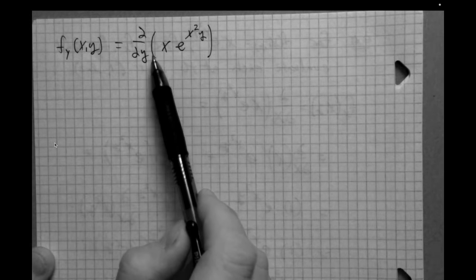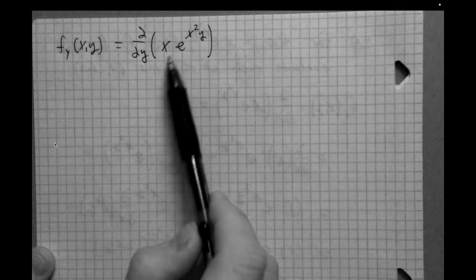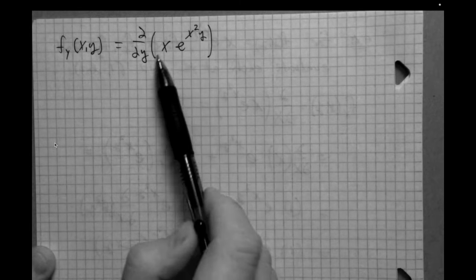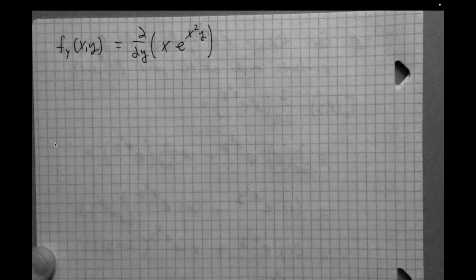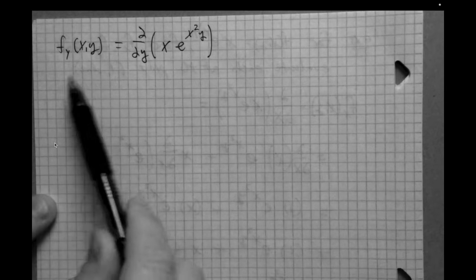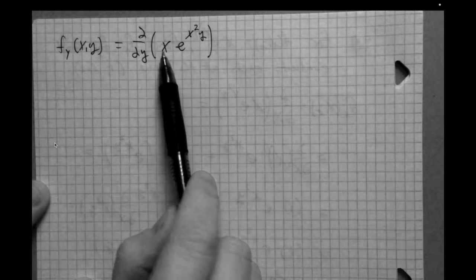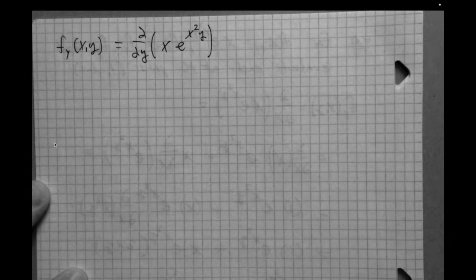So you could think of this as 2 times e^(x²y), or 10 times e^(x²y). You don't have to use the product rule if this is the number 10, right? Well, it's the same situation here with this partial derivative with respect to y. This x is treated like a constant, right? So let's write this down. No product rule is necessary because x is treated like a constant.